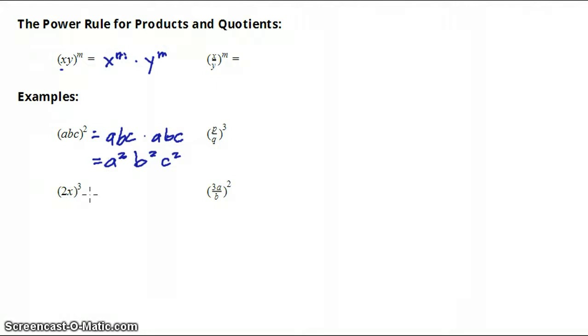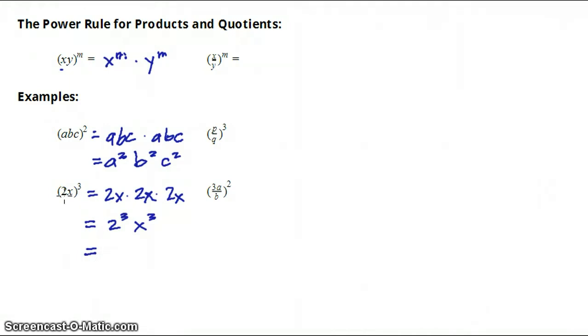This time I have 2x, the product 2x, raised to the third power. So again, if I were to write that out, what I'd have is 2x times 2x times 2x. And if I were then to rearrange, collect together the 2's, collect together the x's, I'd have 2 to the third power times x to the third power. So now this looks like the form of the general rule I just wrote.